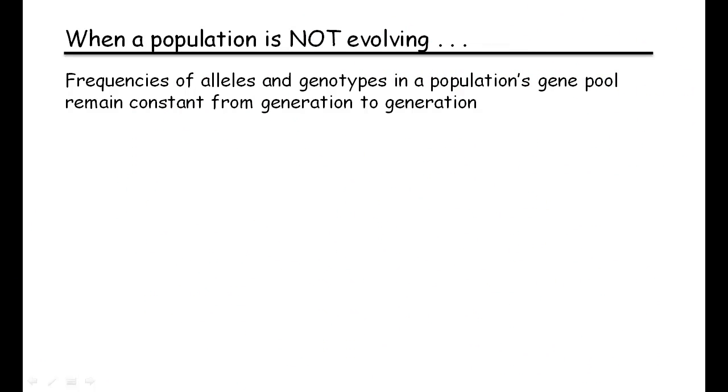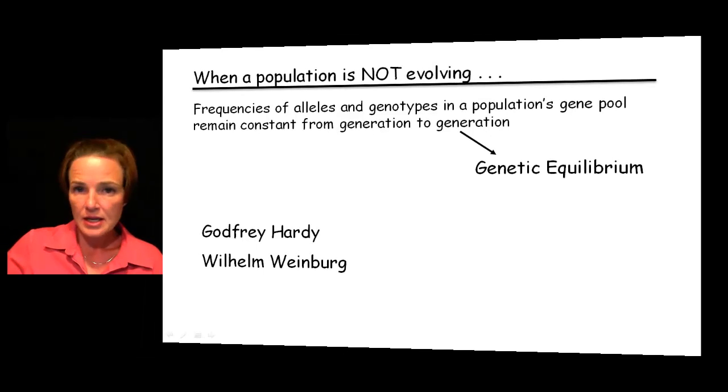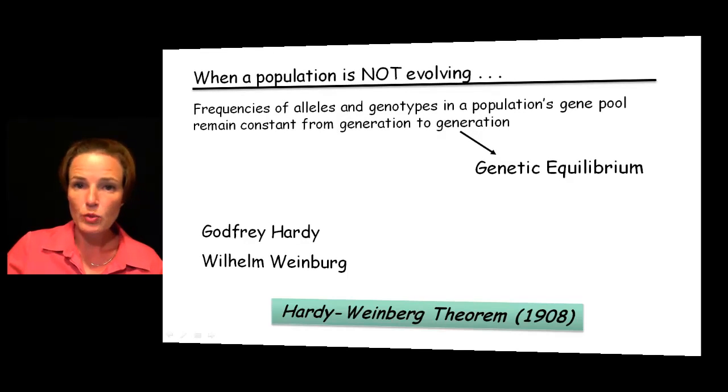Okay, so as we said, when a population is not evolving, the frequency of the alleles and also the genotypes in a population's gene pool will remain constant from generation to generation. Now, this is what we call genetic equilibrium, when everything stays the same from generation to generation. Two individuals independently studied this, and they came up with a theorem which we call the Hardy-Weinberg theorem. And so this was put out in 1908, again, independently by these two individuals, and this is really the foundation of what we call population genetics.